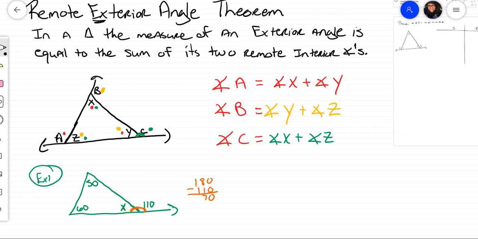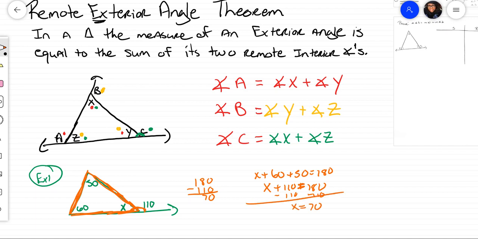The other choice would have been to use the triangle. Because in the triangle, I know that these three together have to add up to 180. So it would have been x plus 60 plus 50 equals 180, because these three had to equal 180. I would have x plus 110 equals 180, subtract, and I would get x is 70.